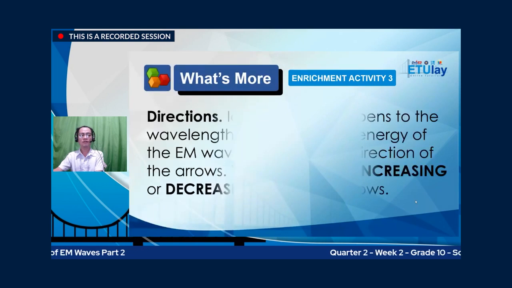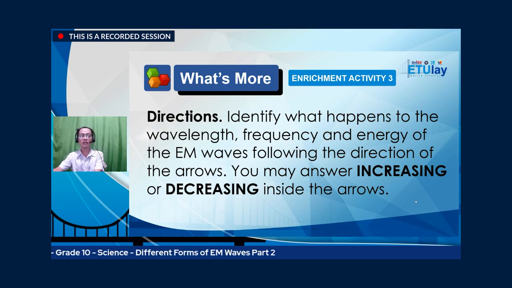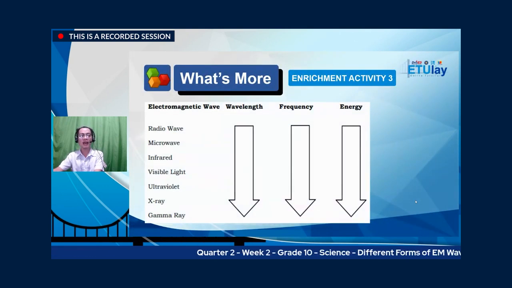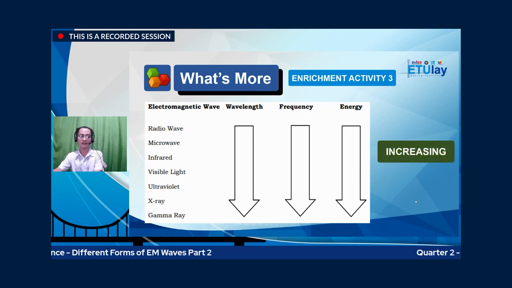Now, let's move to the enrichment activity number 3. Directions. Identify what happens to the wavelength, frequency, and energy of the electromagnetic waves following the direction of the arrows. You may answer increasing or decreasing inside the arrow. Sa enrichment activity number 3, kailangan nating malaman ang trends ng wavelength, frequency, and energy. Ibig sabihin nito, ito ay increasing or decreasing.